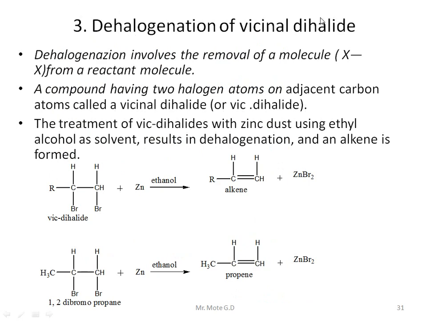And third method, dehalogenation of vicinal dihalide. Vicinal dihalide means adjacent carbon atoms have the dibromo compound or dichloro compound. So this is the vicinal dihalide. Vicinal dihalide treated with zinc in ethanol. So ZnBr2 will be removed, and this will produce the double bond between these, that is alkene. When we have taken one example, 1,2-dibromopropane treated with zinc in ethanol, and we will get propene and ZnBr2, zinc bromide. That is dehalogenation of vicinal dihalide.